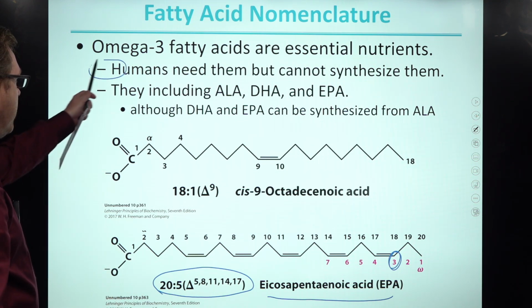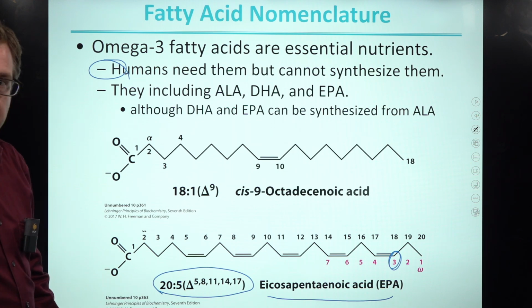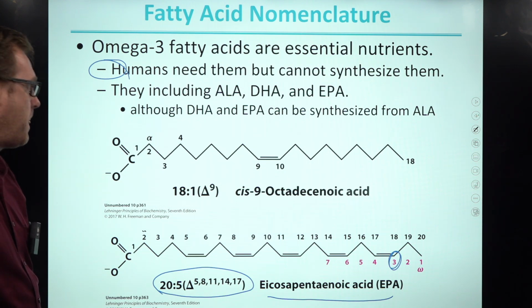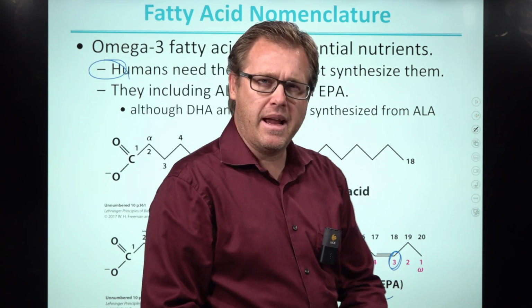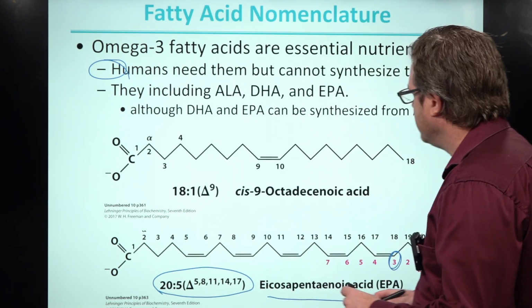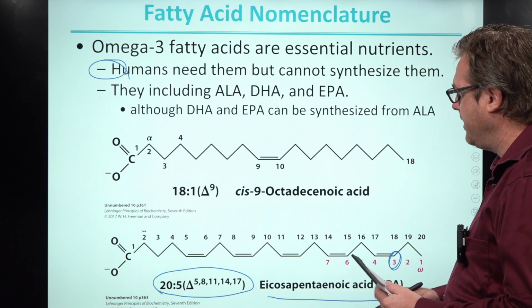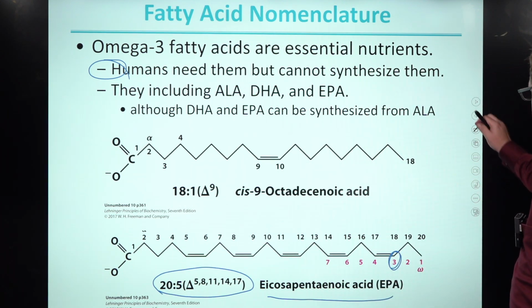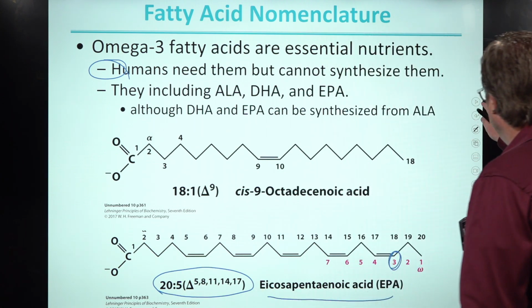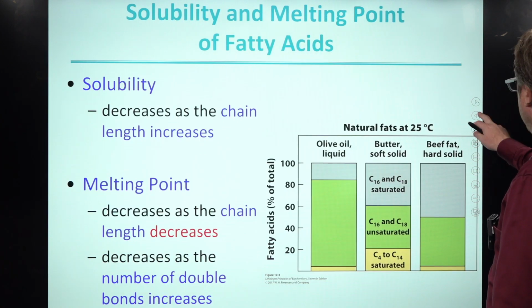They're very important for our health because we need them, but our bodies can't make them. So we have to get them through our diet. Where are some omega-3s found? Avocados, oils, olive oil, I believe. Okay, let's see if there's any other nomenclature part that we need to talk about.